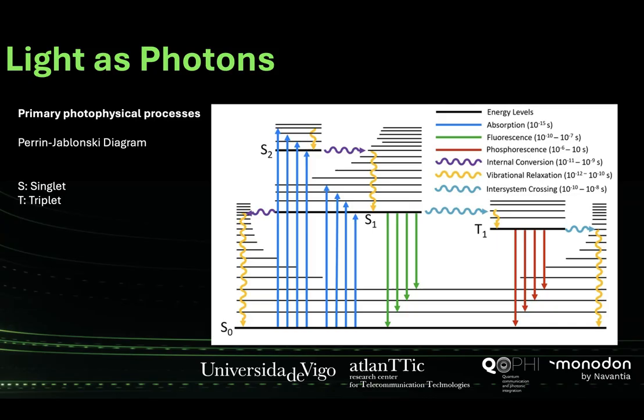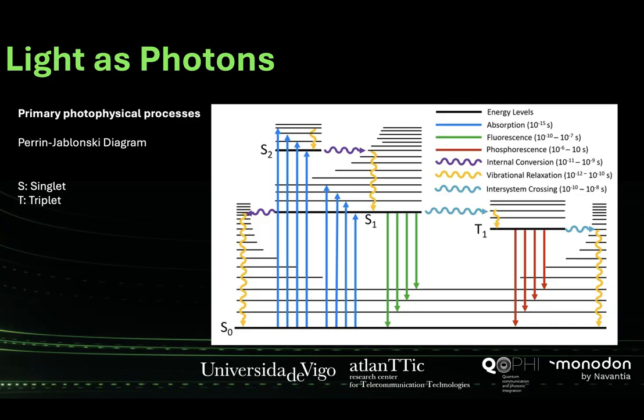The S states are singlet states. The T states are triplet states. When a material absorbs light, electrons jump into excited states. From there, several things can happen. They can release energy rapidly as fluorescence, they can lose energy through vibration and heat, or they can transition into triplet states and release energy more slowly through phosphorescence.